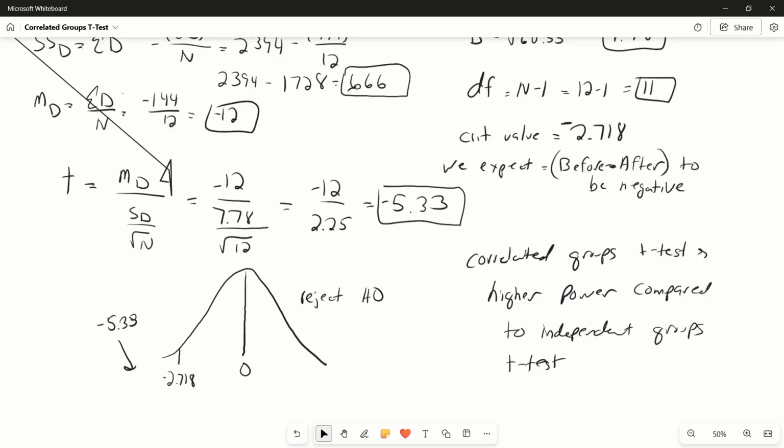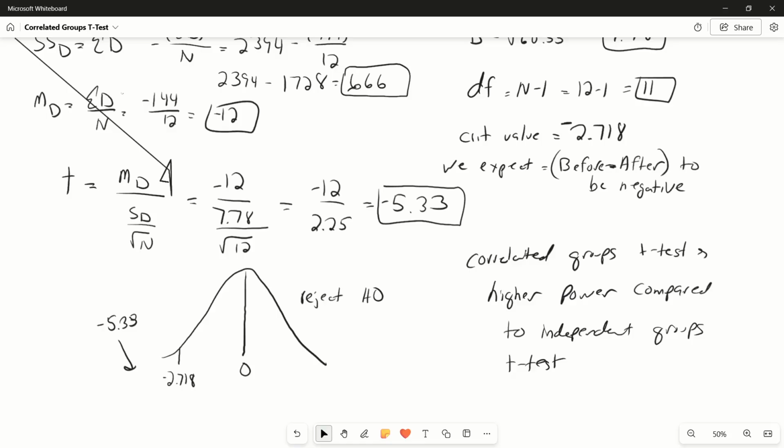Higher statistical power means it's easier to correctly reject the null hypothesis. Why does it have higher power? Because there's less variability in the two conditions. The reason there's less variability is that it's the same person, both before and after. So those individual differences don't exist because it's the same person, right?